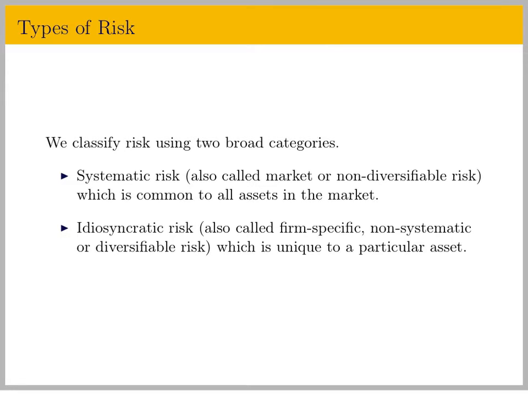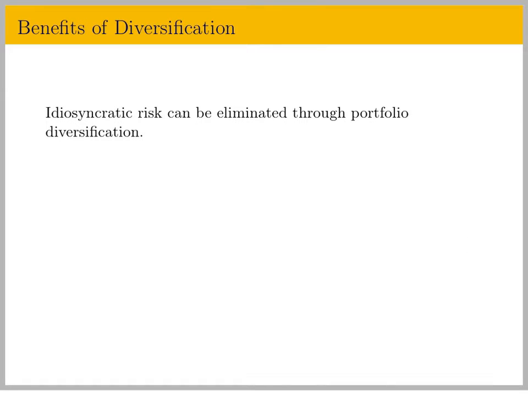The other kind of risk is idiosyncratic risk, and it's also referred to as firm-specific or non-systematic or diversifiable risk. So it could also be called asset-specific risk. This is risk that is particular to an asset and is not necessarily common to a broad class of assets or to all assets. And as we'll see, it can be diversified away. So let's go through the rough concepts as to why idiosyncratic risk can be eliminated by portfolio diversification.